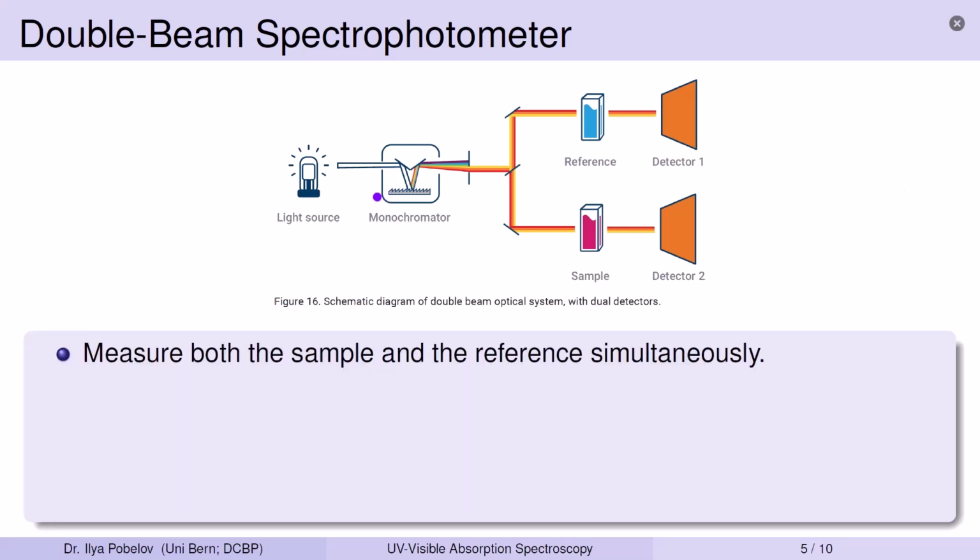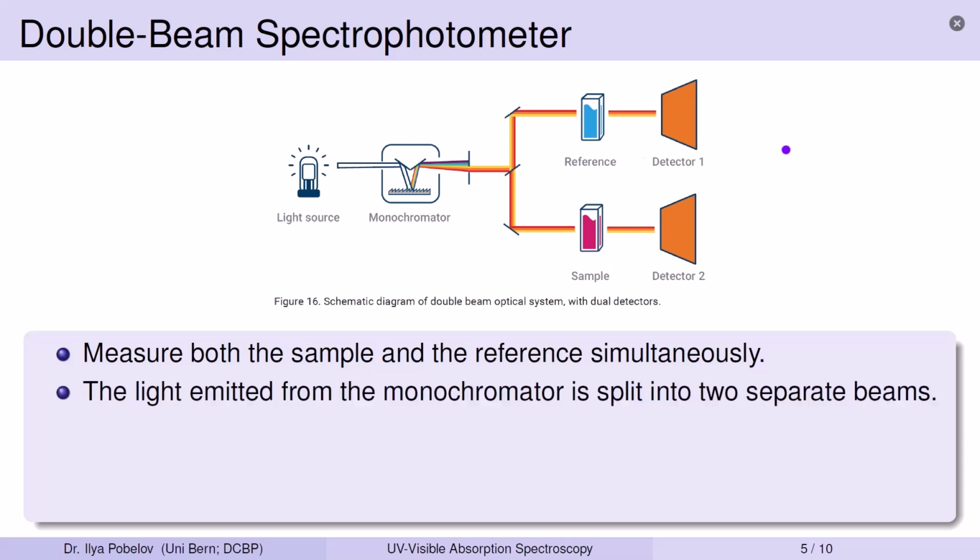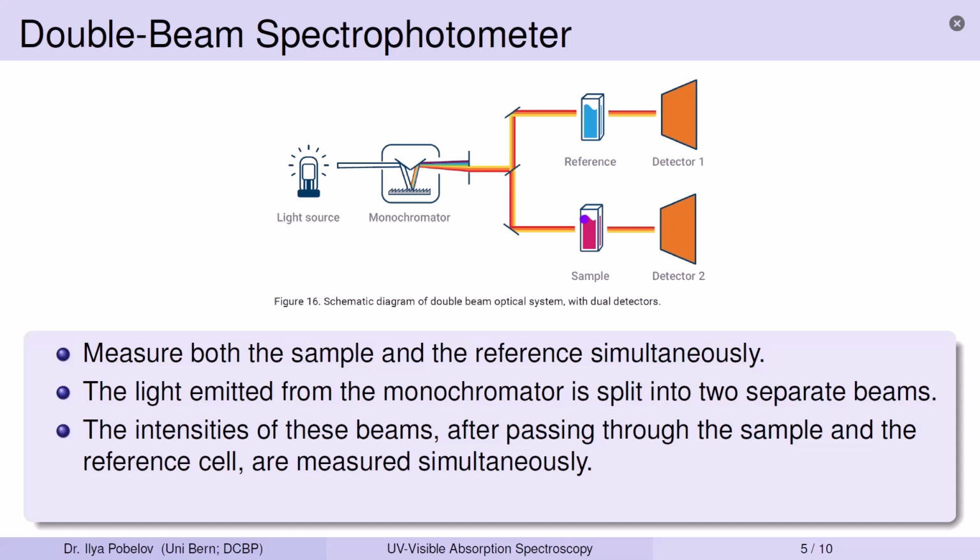This instrument is designed to measure both the sample and the reference simultaneously. In this setup, the light emitted from the monochromator is split into two separate beams. One beam passes through the sample cell while the other passes through the reference cell. The intensities of these beams after passing through their respective cells are measured simultaneously.